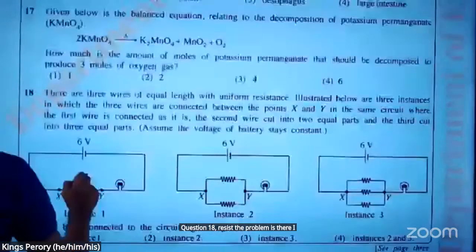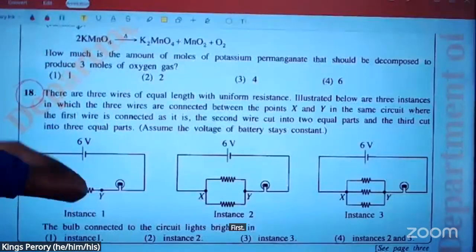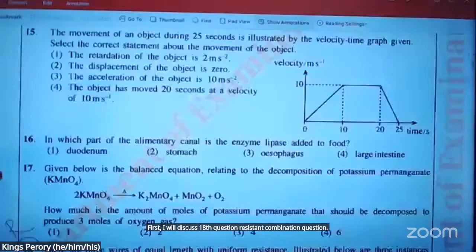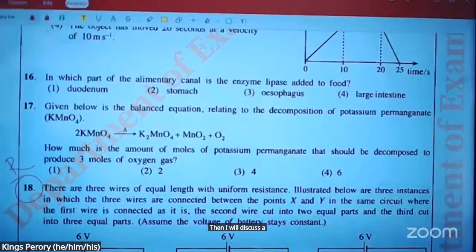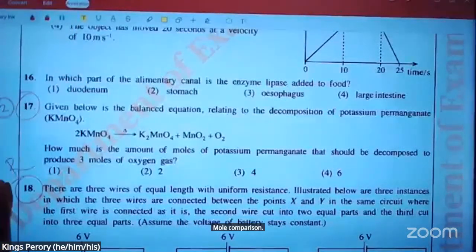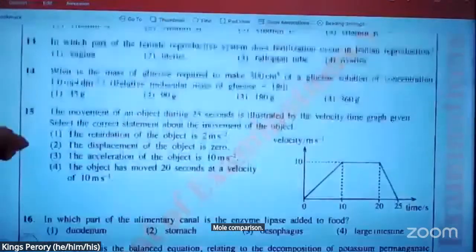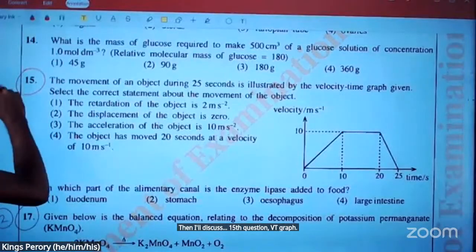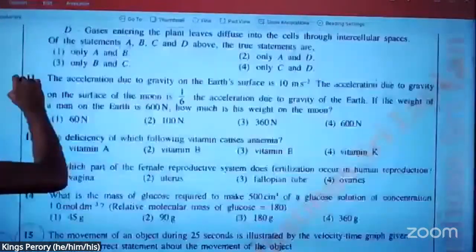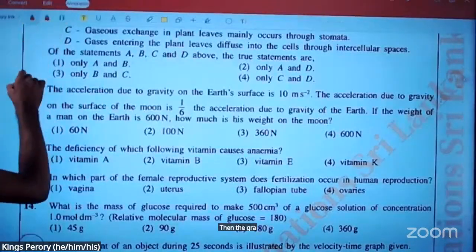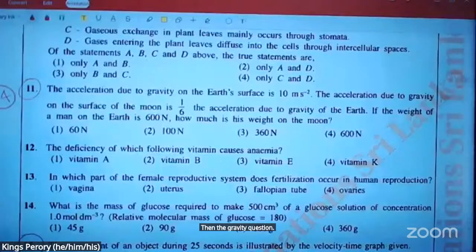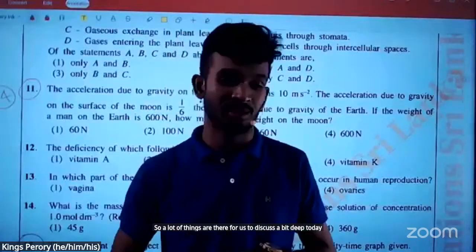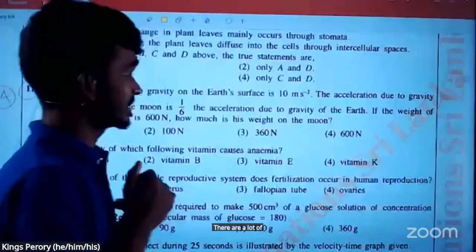I will do it like this. First, I will discuss the 18th question, the resistor combination question. Then the 17th question, mole comparison. Then the 15th question, VT graph. Then the gravity question, fourth. That's the order. The 2019 paper is like that, so there are a lot of things for us to discuss deeply today.